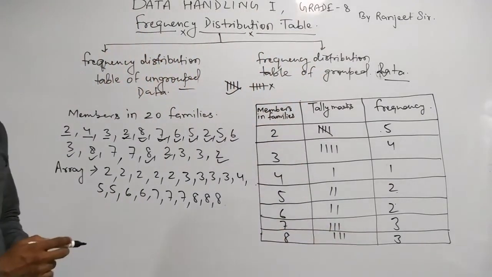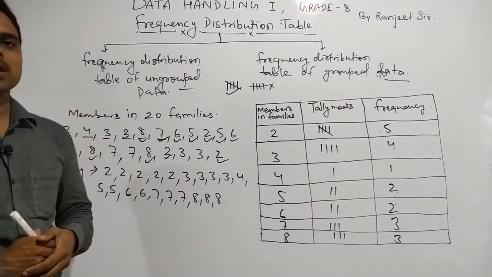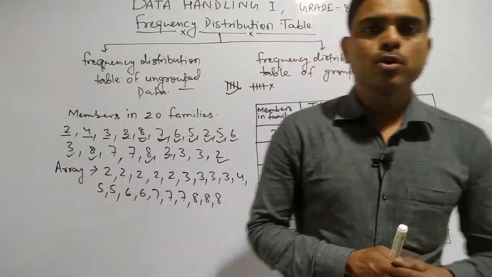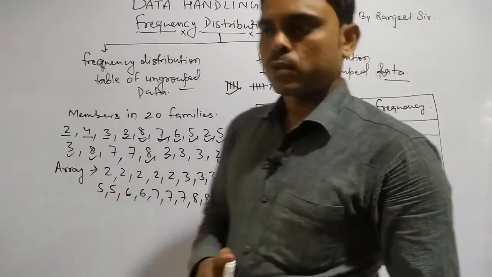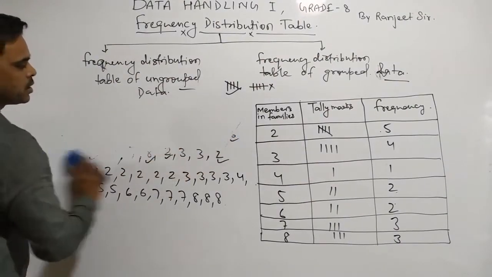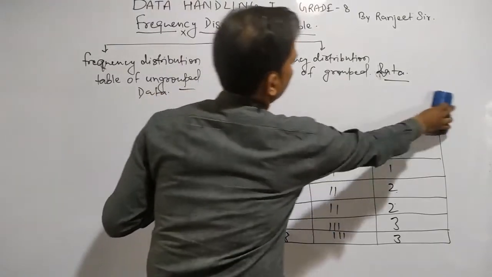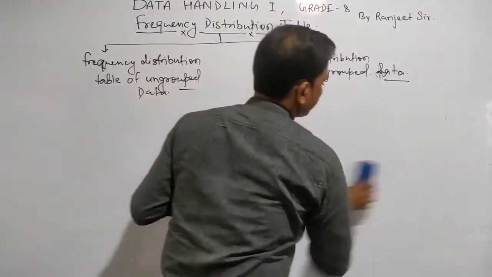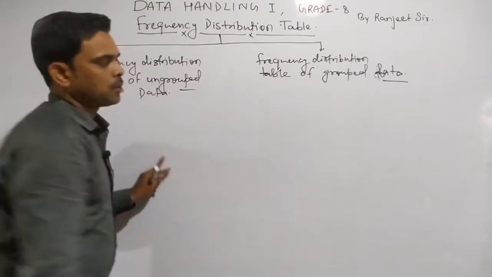This is only the frequency distribution table of ungrouped data. Now we'll learn how to make a frequency distribution table of grouped data. Sometimes you'll find the data is not in grouped form, but you will have to make it a proper group.